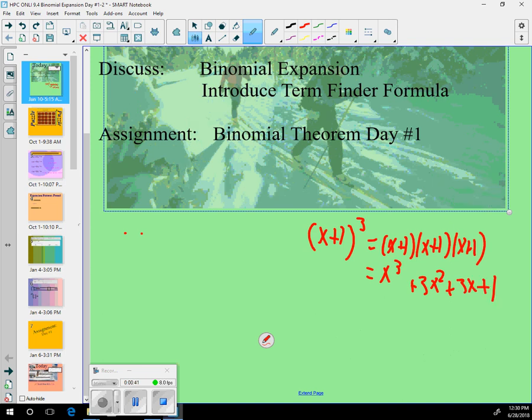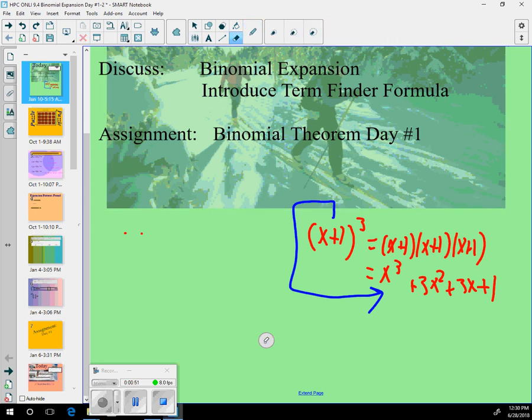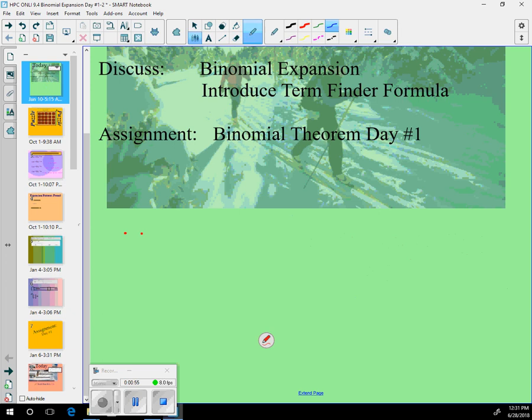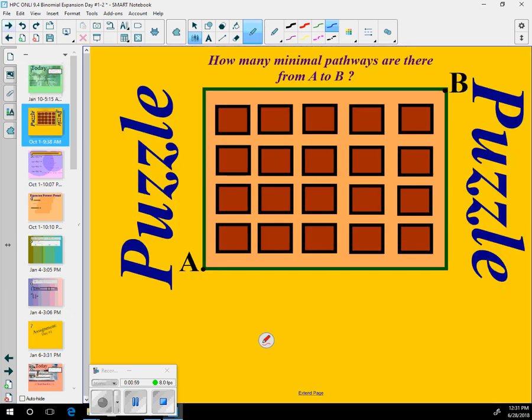Well, is there a way to somehow go from this right to that without having to multiply those out? And the answer is yes. It's the binomial expansion pattern and binomial expansion formula, which we're going to look at right here. It's starting kind of an interesting thing. Interesting, sounds like a puzzle, but it's actually a perfect intro.